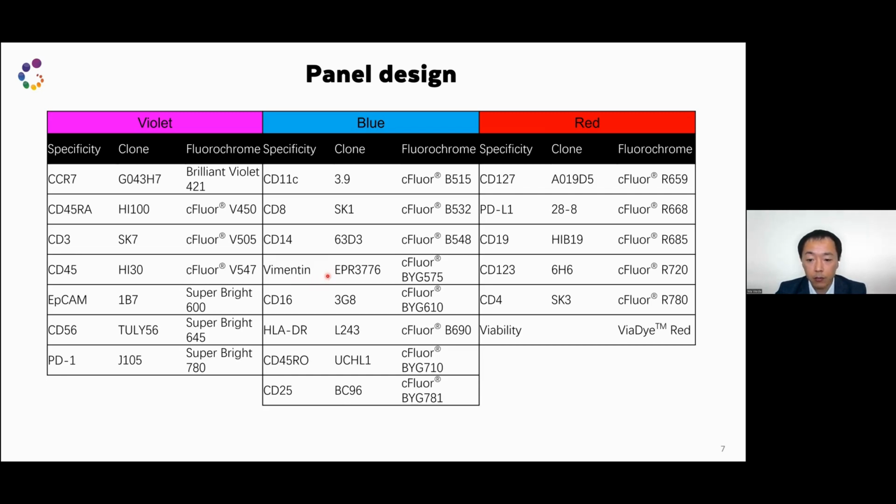One thing I need to mention: for CD11c, this clone 3.9 needs divalent cations to bind. So if you use an EDTA anticoagulated sample, you need to wash the sample before staining. Okay, that's the introduction part. Let's see the experiment part.